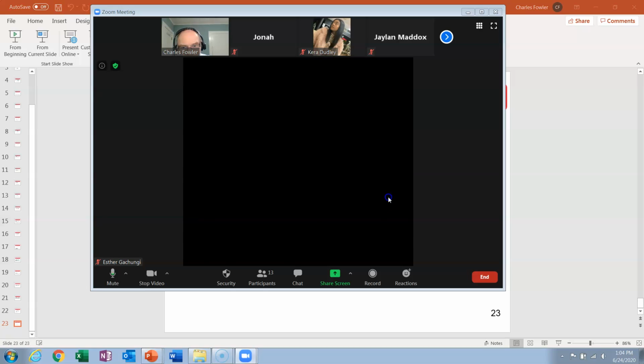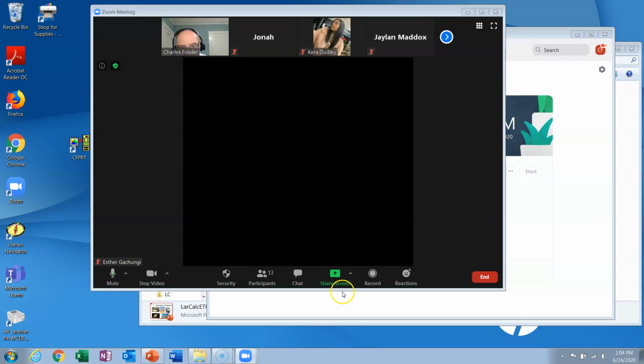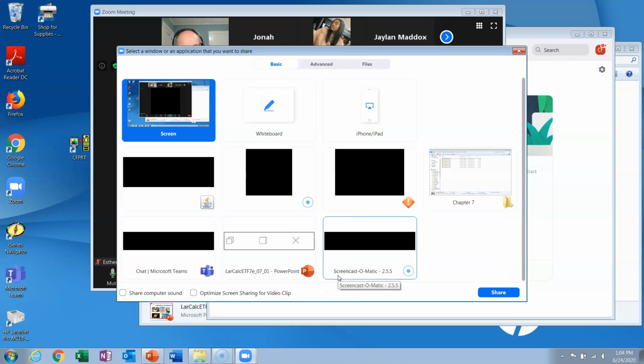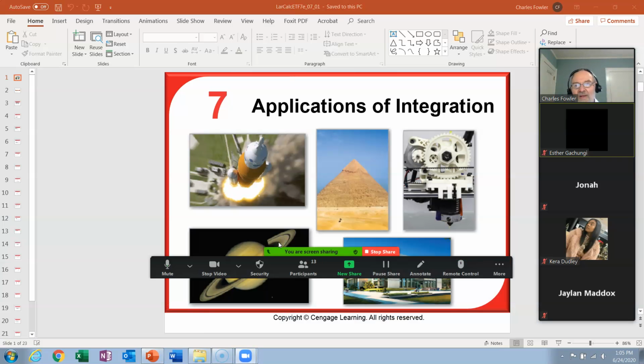Okay, screen sharing stopped. I'm going to have to get rid of that file and start back with Chapter 7. There it is. Nope, that's not it. This aggravates me about Zoom. They blacken out what's here. I'm going to try this and see if this works. Yeah, this is it right here. Okay, there we go. Here's Chapter 7, and we'll start from current slide.